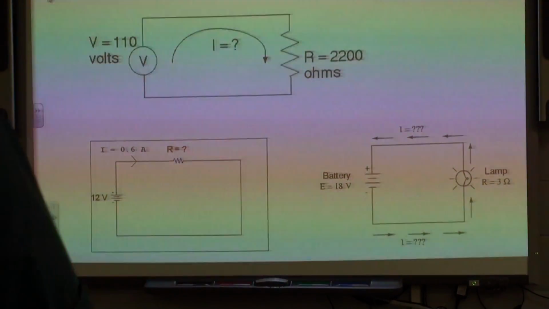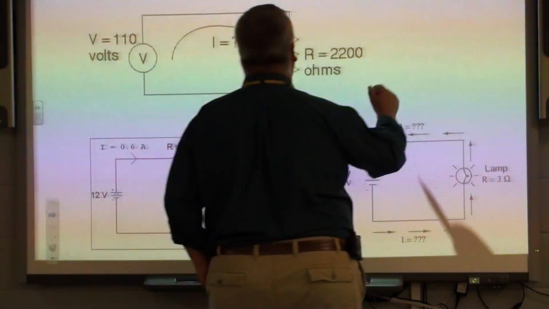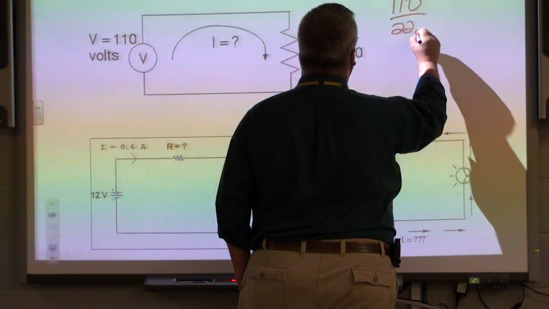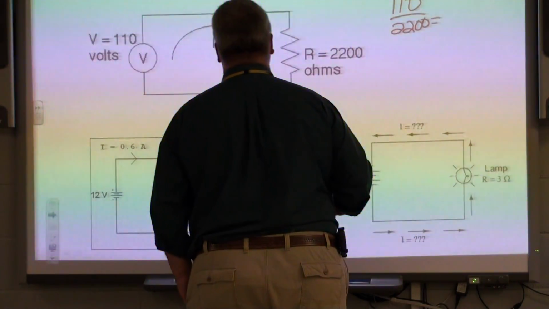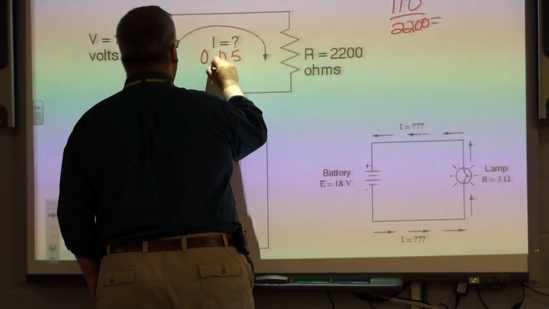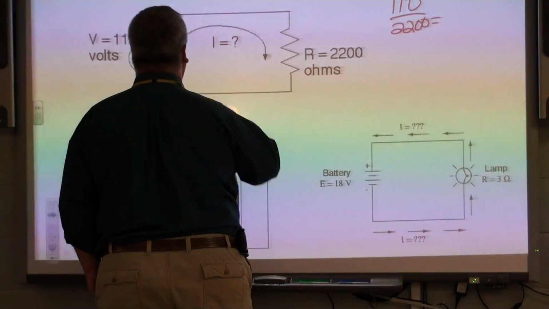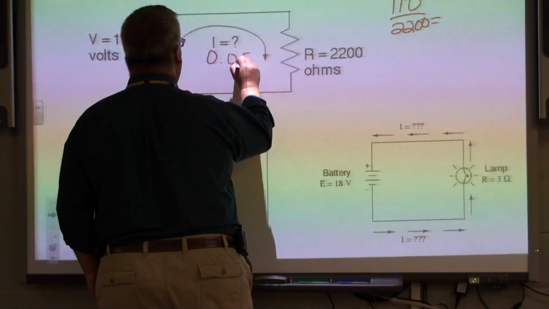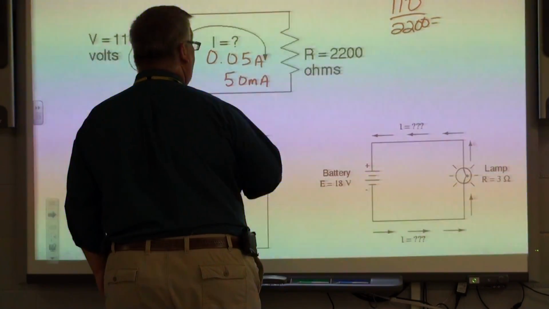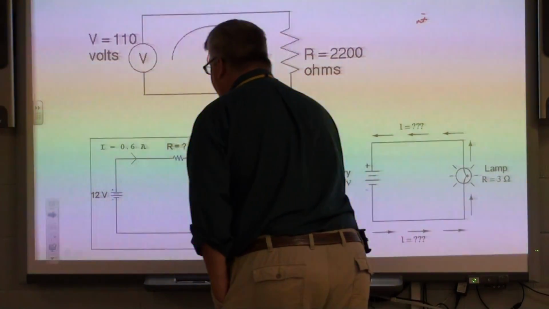All right, so we're given voltage, we have resistance, we're looking for current. What's our formula? V divided by R. So 110 divided by 2200 equals what? 0.05. We could also express that as 50 milliamps, whichever we choose.